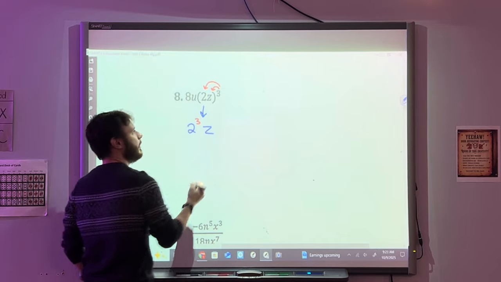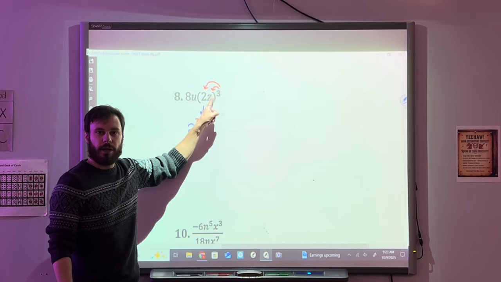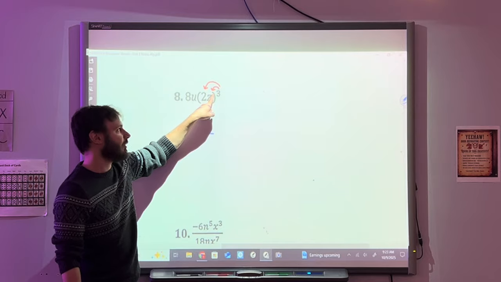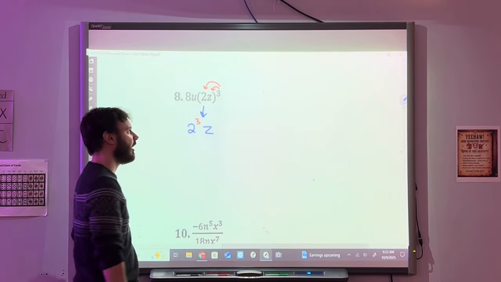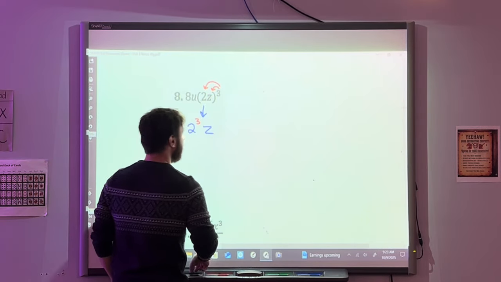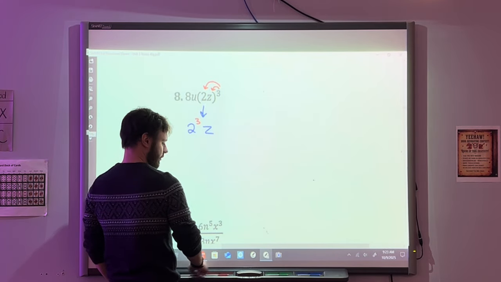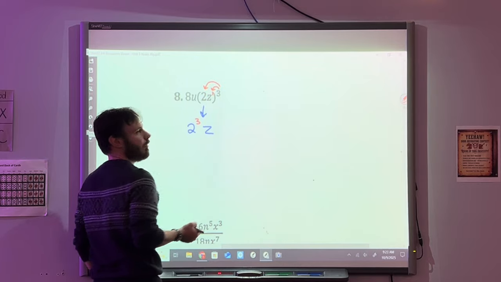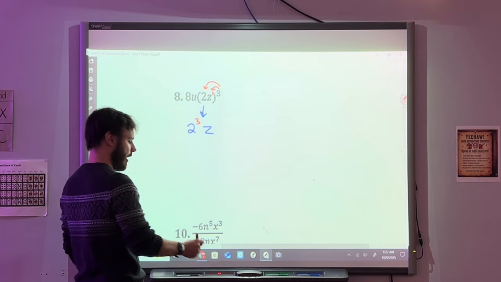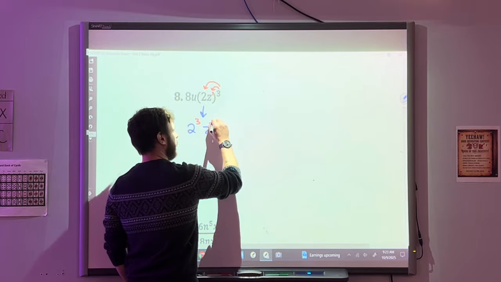And then z, I'm supposed to multiply this in, but there's nothing there right now. Nothing that I can see, at least. There is an invisible 1 there though. So it's going to be 3 times 1, which is 3.